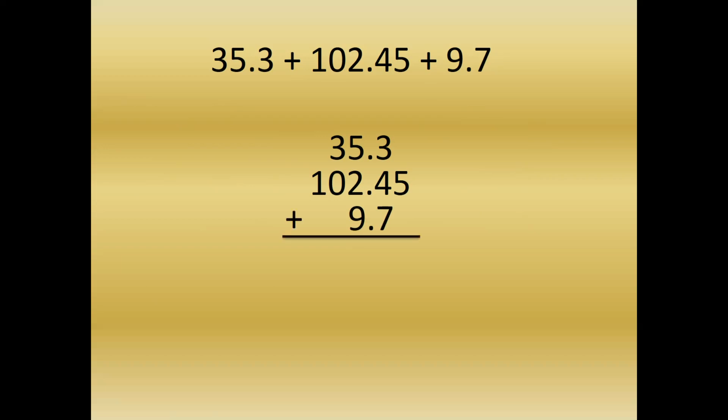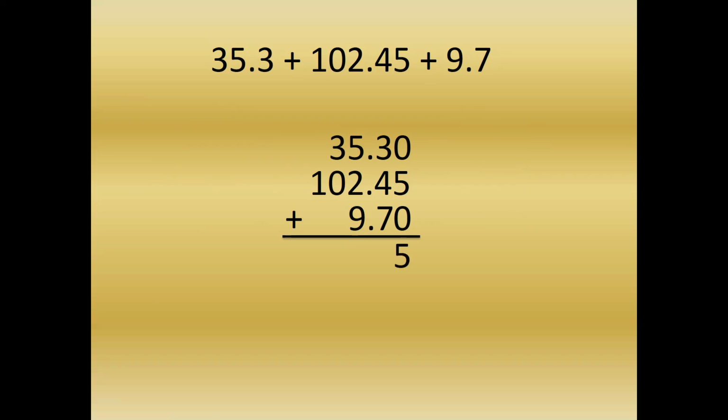So we're going to add those together. Looking here, we realize that 102 and 45 hundredths has digits in the hundredths spot. So we're just going to put digits in the hundredths column for 35 and 3 tenths and 9 and 7 tenths. We're going to put our zeros in that place there. Now we're going to ignore the decimal points, and we're going to add up the numbers. So 5 plus nothing is equal to 5.